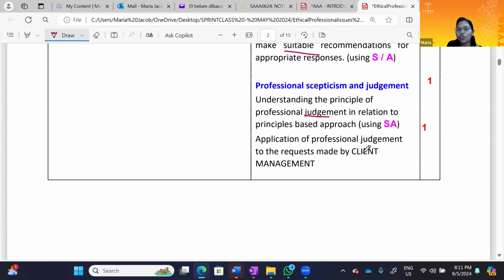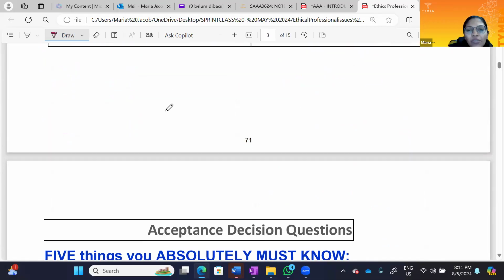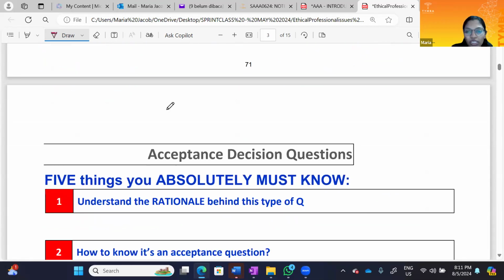Application of your judgment on the request made by the client is also another 1 mark. So if you are using this format, you can earn professional mark and technical mark at the same time. So this is on ethical issue. Now let's move on to the questions.